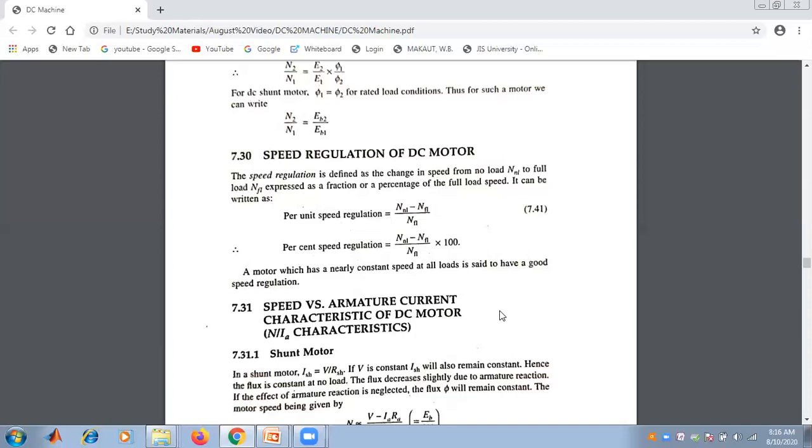A motor that has a nearly constant speed at all loads is said to have a good speed regulation. So the speed regulation is defined as the change in speed from no load to full load, expressed as a fraction or percentage of the full load speed.